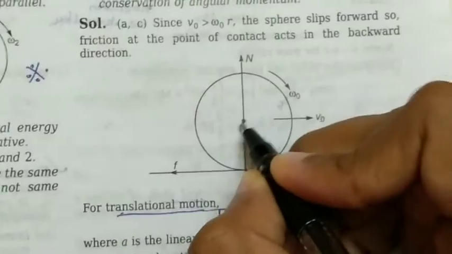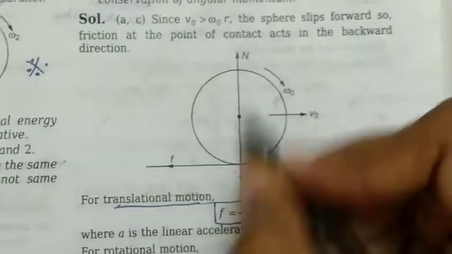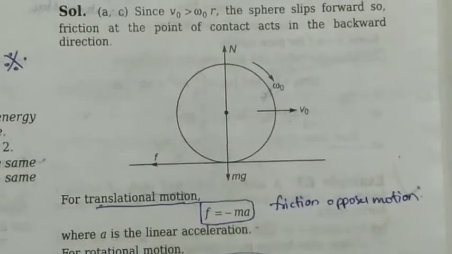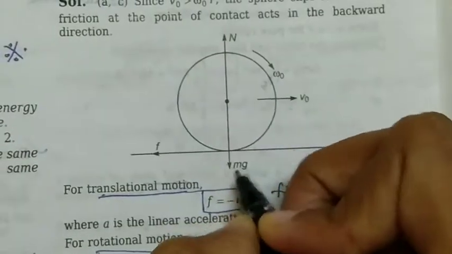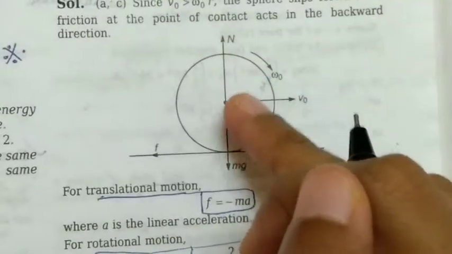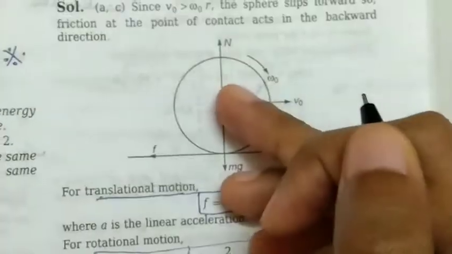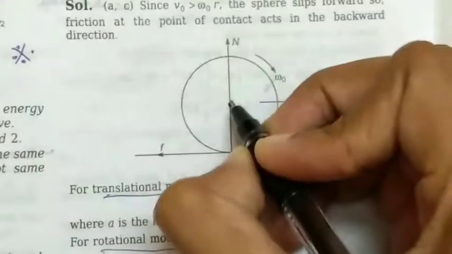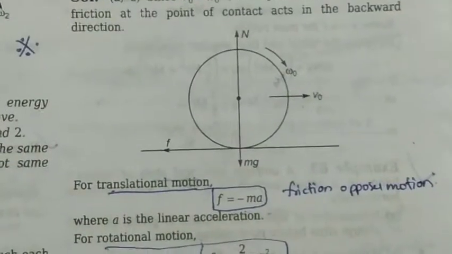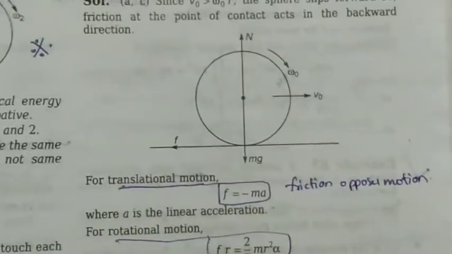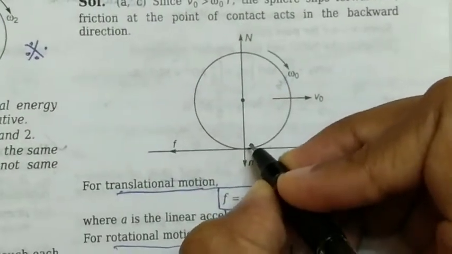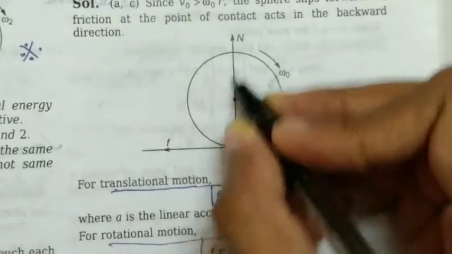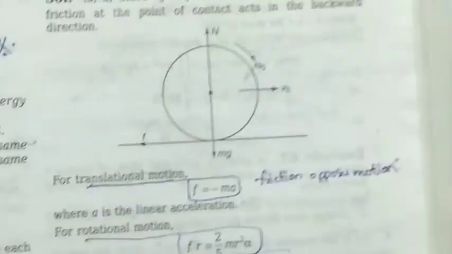Also the weight of the sphere would be acting vertically downwards. That is mg. In the question it is given as a capital M, but here it is taken as small m, so nothing wrong. The weight of the sphere acts vertically downwards, and this is the action; as a reaction, the normal force would act in the opposite direction, in the upward direction. The normal force is also a contact force. For every action there is an equal and opposite reaction. So this is the free body diagram of the sphere.